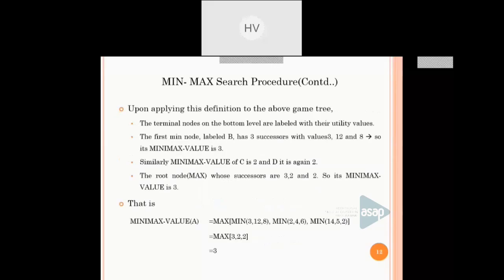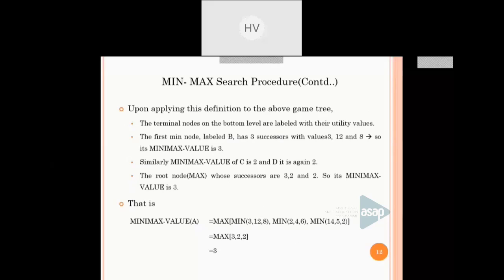By applying this definition, what I have explained with the diagram is mathematically derived here. See, the minimax value of the root node A is equal to the maximum of min of 3, 12, 8, comma min of 2, 4, 6, and min of 14, 5, and 2.